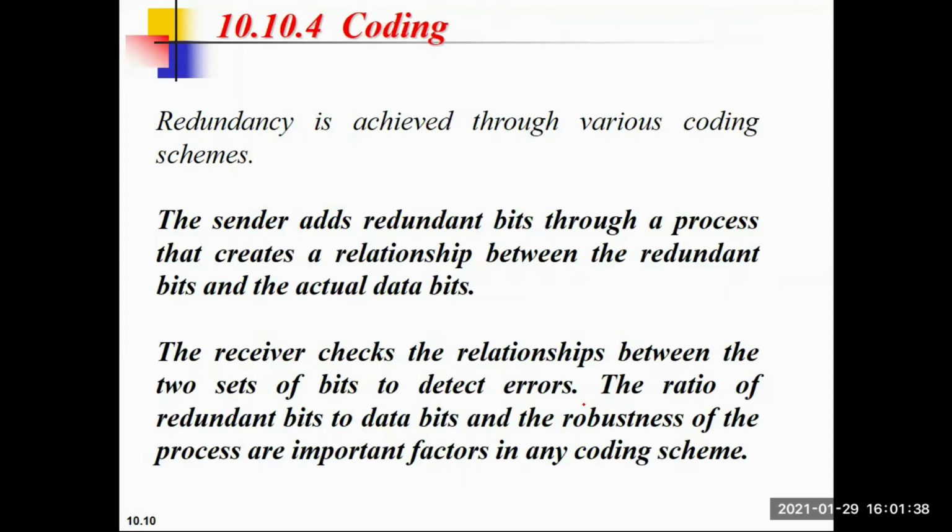So redundancy is achieved through various coding schemes. A coding scheme is basically where the sender adds redundant bits through a process that creates a relationship between the redundant bits and the actual data bits. The receiver checks the relationship between the two sets of bits to detect error. The ratio of redundant bits to data bits and the robustness of the process are important factors in any coding scheme.